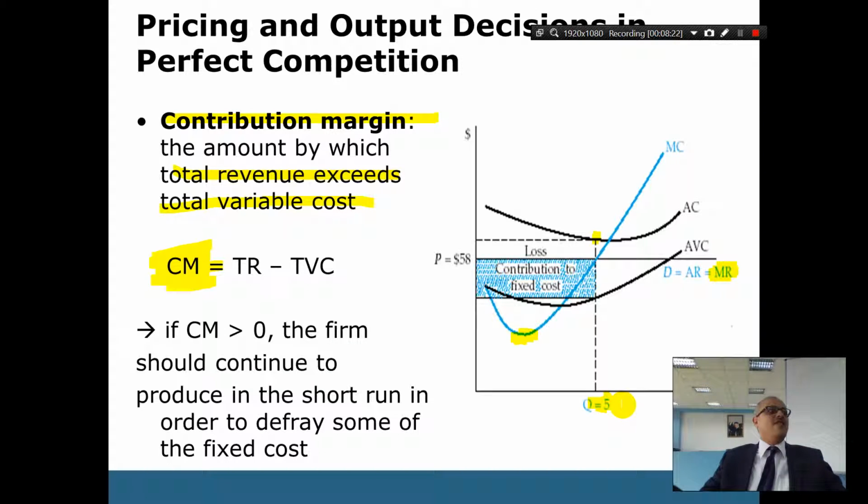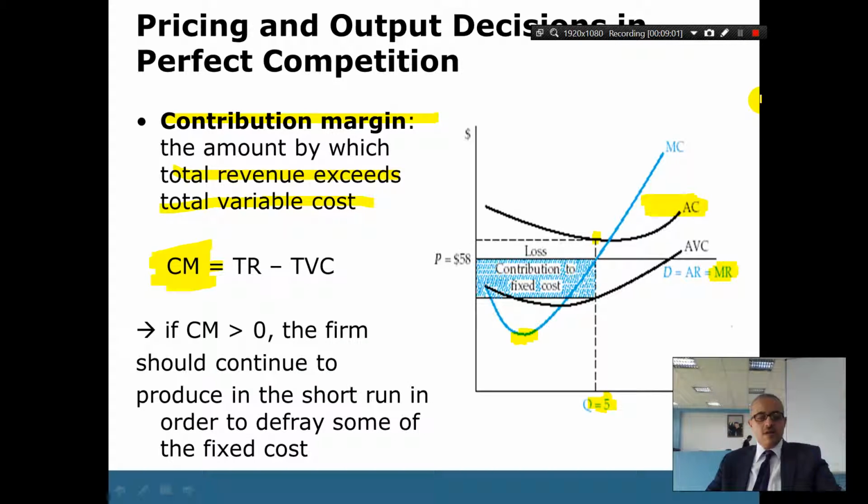Go ahead, Hashim. Give Hashim a chance, my friend. Because it's the best thing to produce 5. 5 is the best. Yes. Why? No, more than 5, it will decrease. Which one will decrease? Which of these lines will decrease? Average total cost. We don't have it on this graph. Total revenue. The total revenue will decrease. Where's total revenue?